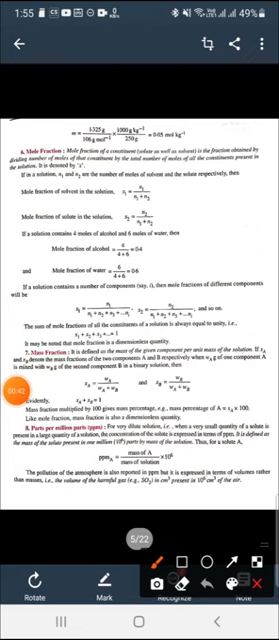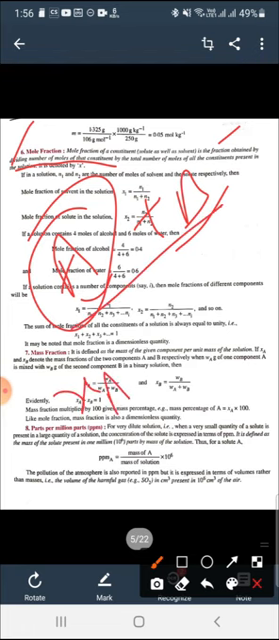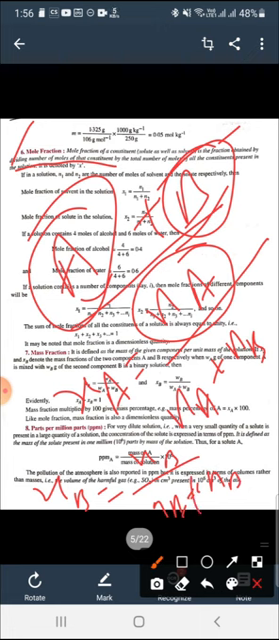Mole fraction is a fraction obtained by dividing the number of moles of that particular constituent by the total number of moles. Let us suppose you have A and B, two reactants. If you want to calculate the mole fraction of A in a solution of AB, then you can write XA is equal to the number of moles of that particular constituent whose mole fraction you want to calculate upon total number of moles. And if you want to calculate the mole fraction of B, then you can write nB upon nA plus nB. So in this way you can calculate the mole fraction.